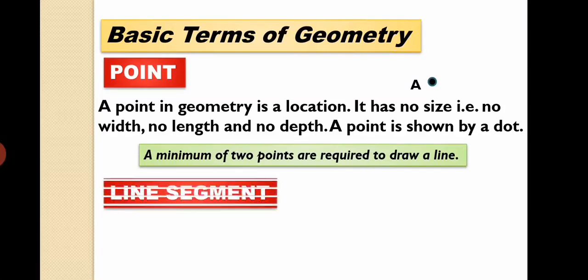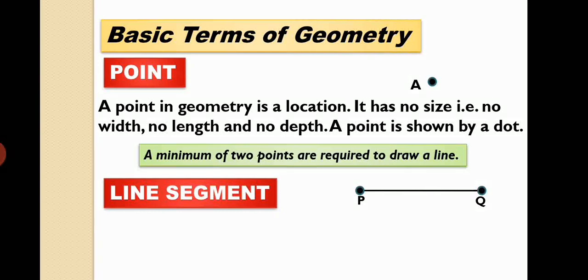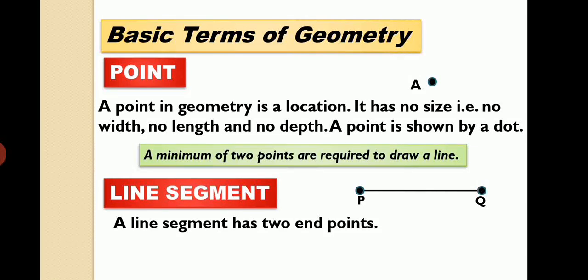Let's see what is a line segment. This figure is showing a line segment. PQ is a line segment. A line segment has two end points. In this diagram you can see P and Q are two end points. It means you cannot extend this line from both the sides.